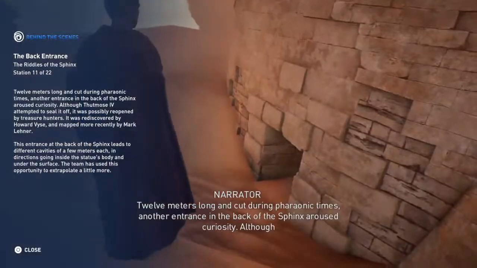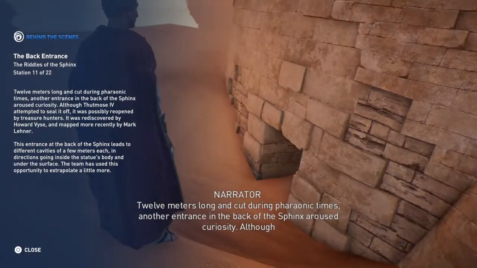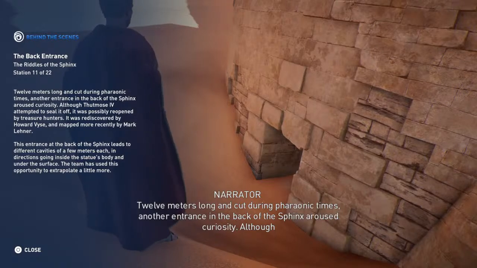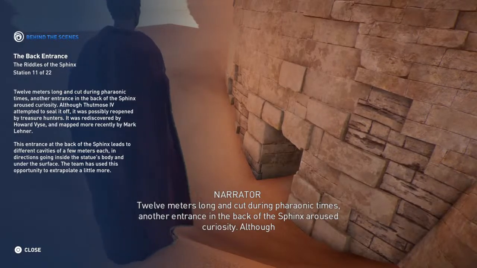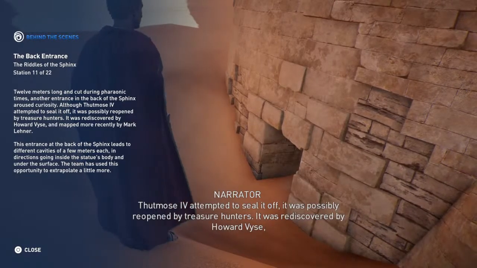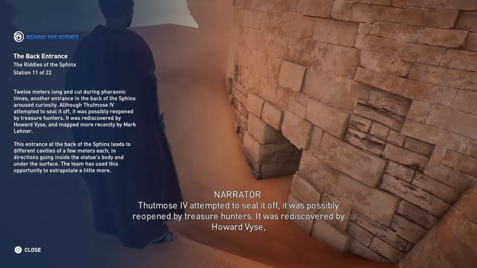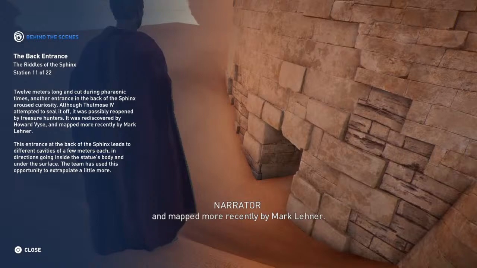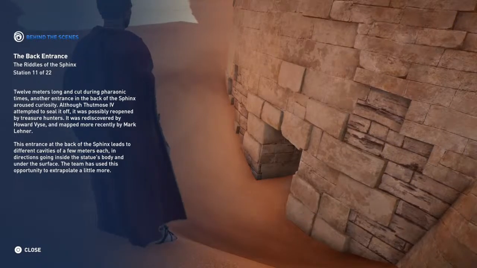12 meters long and cut during pharaonic times, another entrance in the back of the Sphinx aroused curiosity. Although Thutmose IV attempted to seal it off, it was possibly reopened by treasure hunters. It was rediscovered by Howard Vyse and mapped more recently by Mark Lehner.